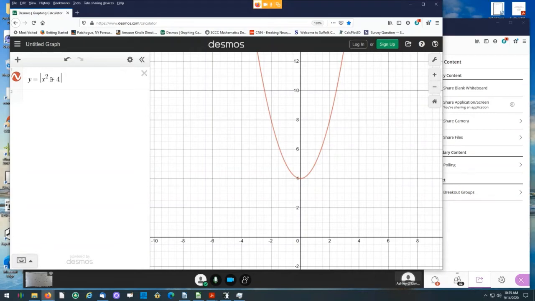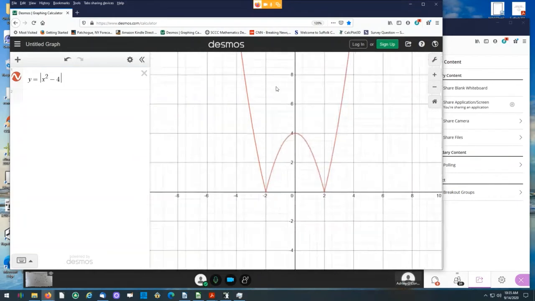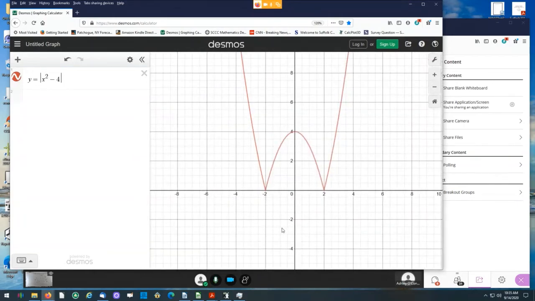Now you can see where it can get interesting. You can get some strange looking results. Say I put in x squared minus 4. Now you see what happens. It took that same parabola, which would have extended down beneath and gone down to minus 4 over here, and all those negative values beneath the x-axis, it's flipped them up and made them positive. So it can do some strange things, the absolute value function.